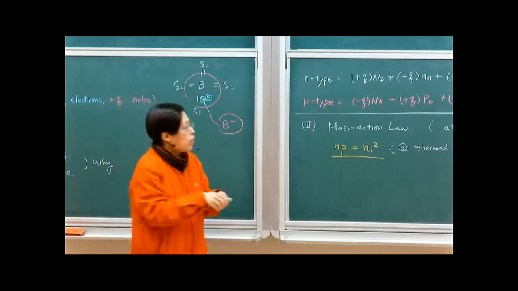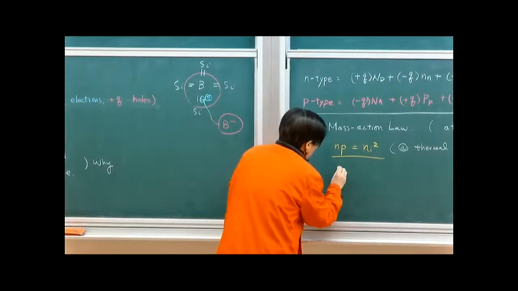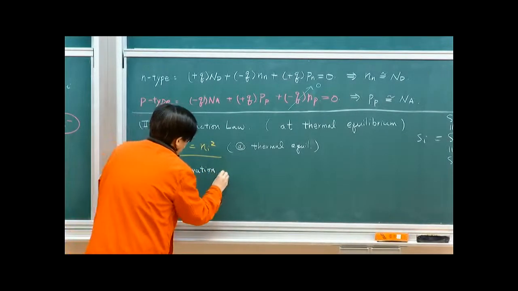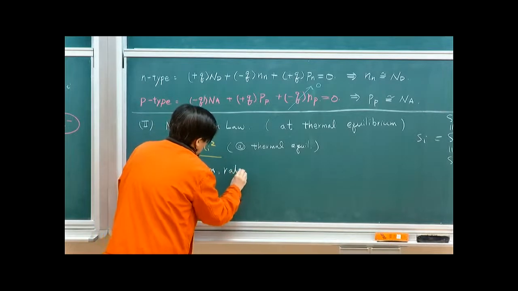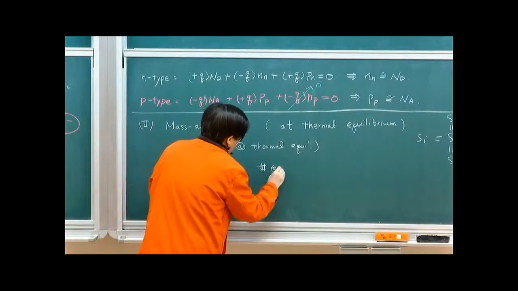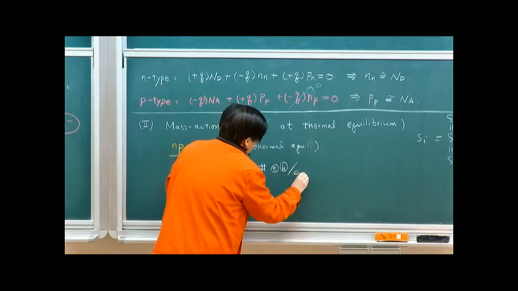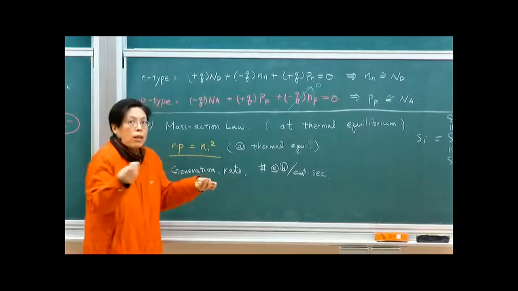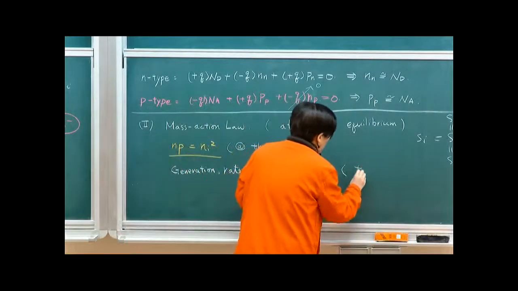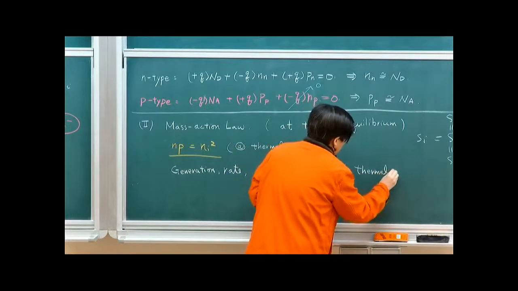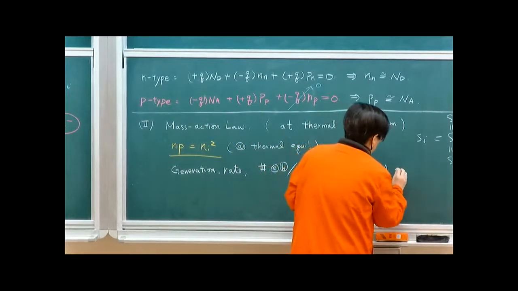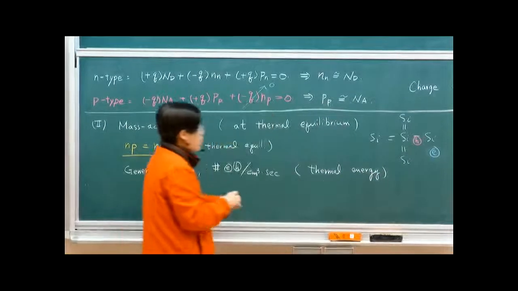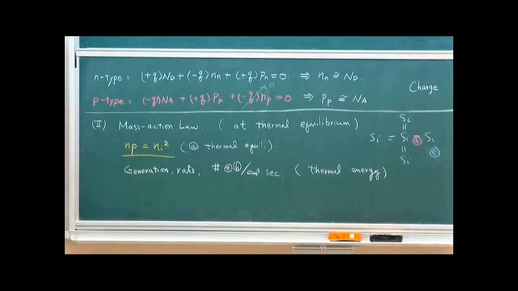But the number of free electrons will not continue to increase, because once the numbers of electrons and holes increase, there are two mechanisms. One is called generation. Let's just say a generation rate. So it's the number of electron hole pairs per centimeter squared per second. Let's just define it. This is governed by the amount of extra energy, so it will depend on thermal energy.